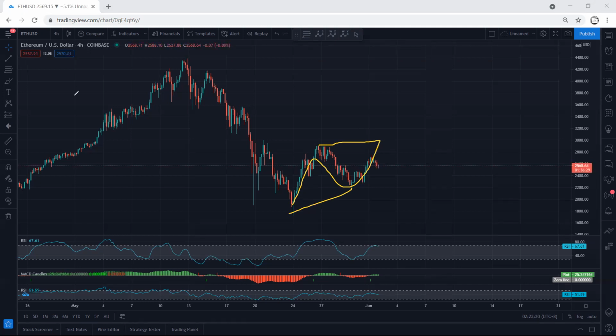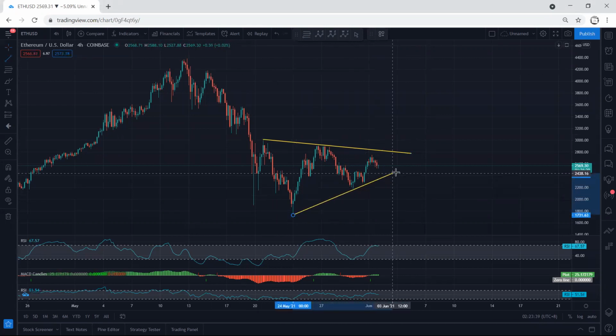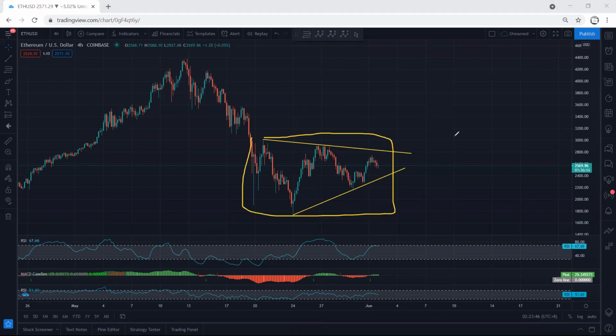Okay. Now we put our line here. Whatever the lines we put here is indicative, and we put another one here. What we want is the breakout of this correction. Okay, and a breakout of any of these lines doesn't give us a trade signal, it's just indicative.